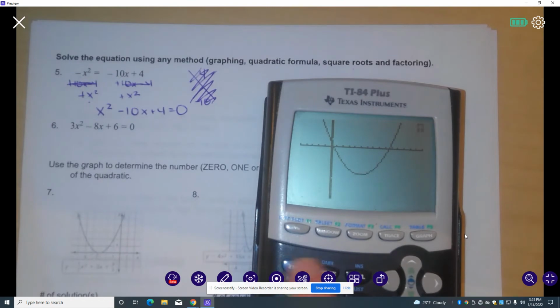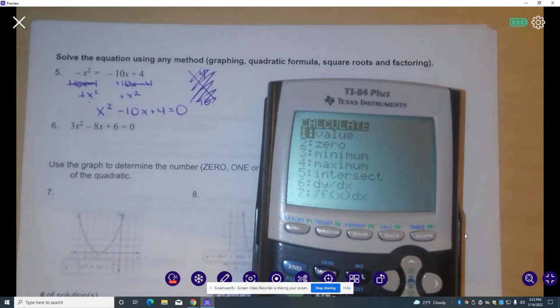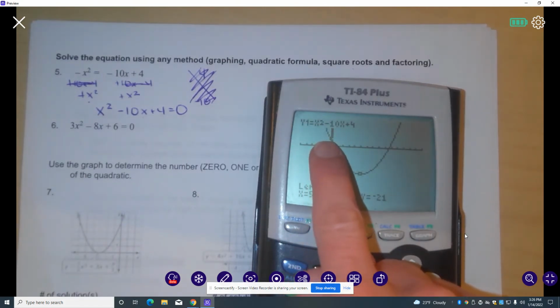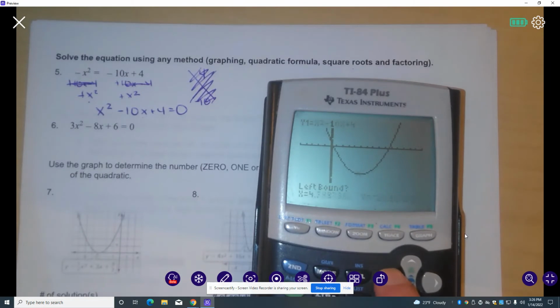You're going to go to second and then hit that trace button to get to calc. And I'm going to go down to zero. So I need to find this zero first. To find the left bound, I'm going to move this cursor to the left side of that zero and hit enter. Then I'm going to move it to the right side and hit enter.